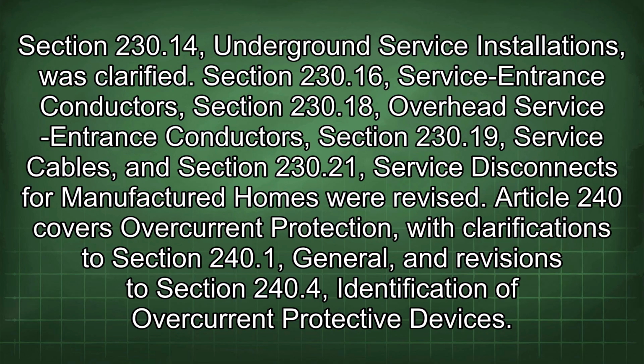Section 230.14, underground service installations, was clarified. Section 230.16, service entrance conductors, Section 230.18, overhead service entrance conductors, Section 230.19, service cables, and Section 230.21, service disconnects for manufactured homes, were revised. Article 240 covers overcurrent protection, with clarifications to Section 240.1, General, and revisions to Section 240.4, identification of overcurrent protective devices.